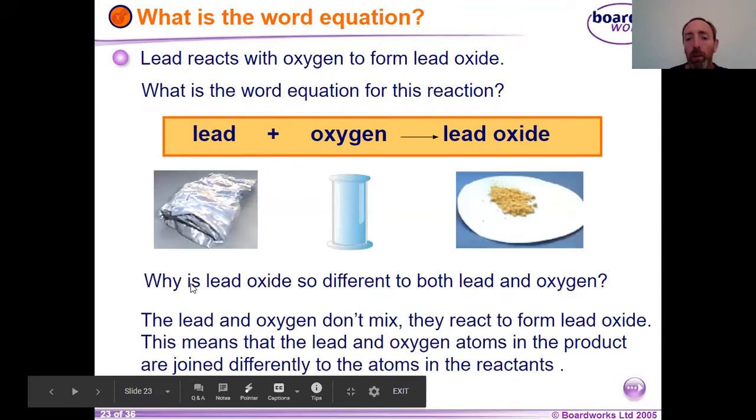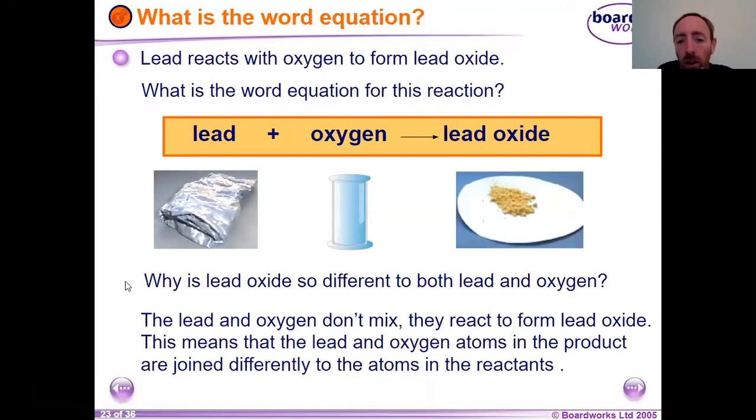The lead and oxygen don't just mix together. They don't stay as lead and oxygen. They are reacting, and their reaction is what forms lead oxide. So what's actually happening is that the lead and oxygen atoms in the product join differently.